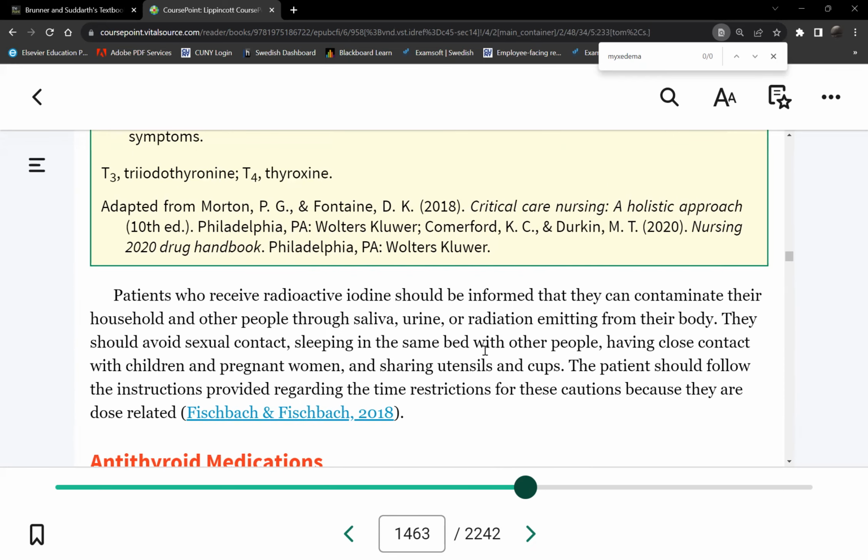If you're a nurse taking care of this patient, you follow the same precautions. The distance is 3 feet, and the time is you're allowed up to 1 hour in the room. So don't stay in the room longer than necessary at a time.